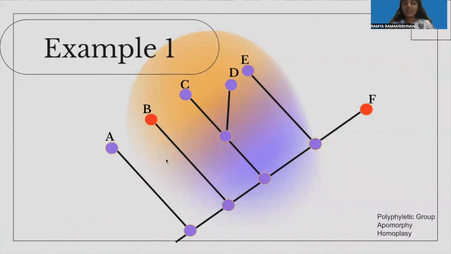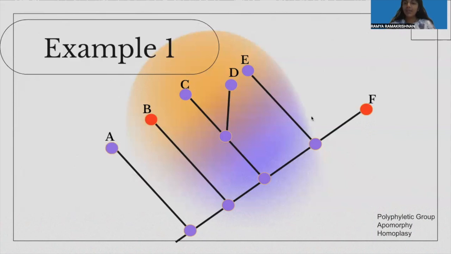Now let's take the same example and say just B and F have hair. If I was to just circle B and F, that would be an example of a polyphyletic group. B and F are very distantly related. There is no specific direct common ancestor that links them unless you go really far back and you say down here, which is quite a stretch.